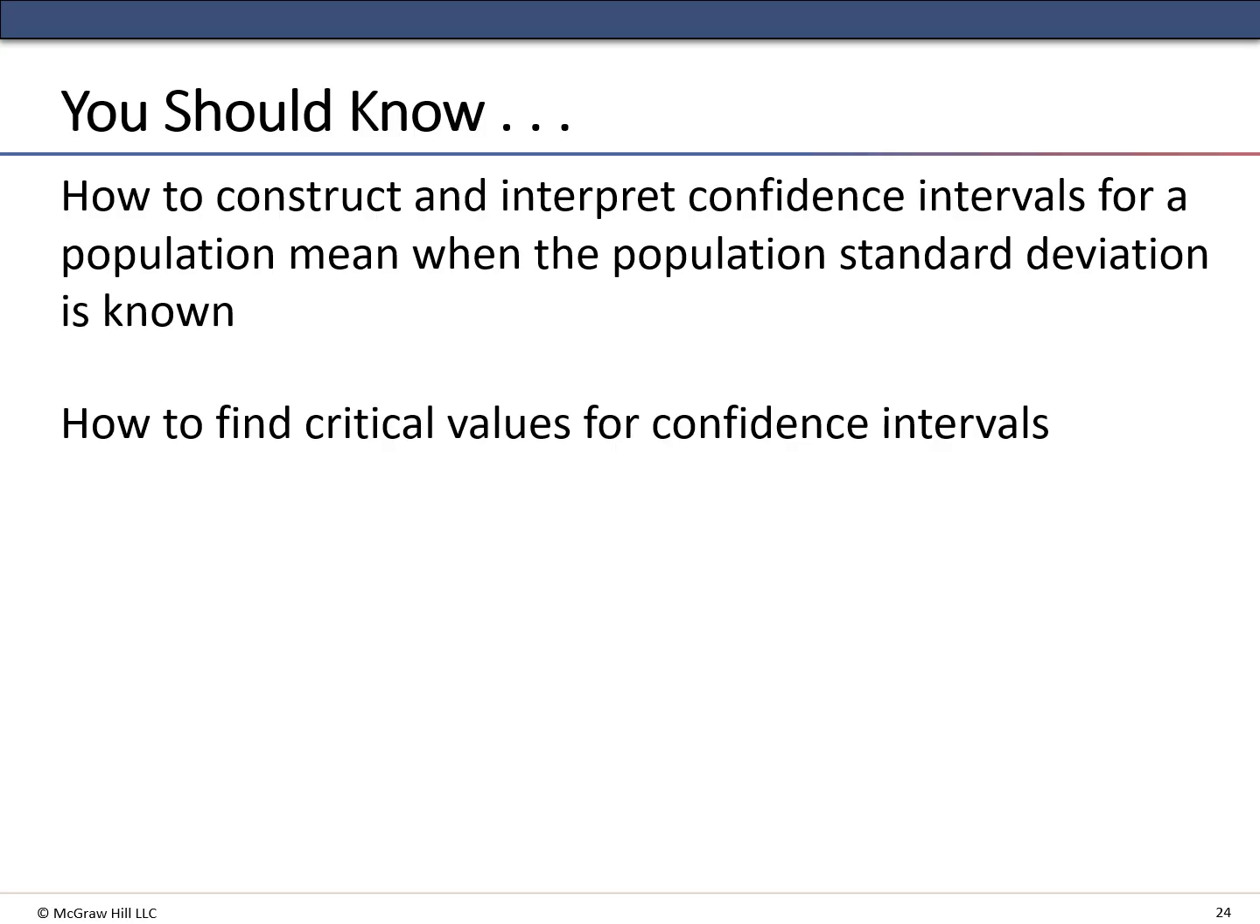These are the objectives that we started with: how to construct and interpret confidence intervals, and how to find critical values.